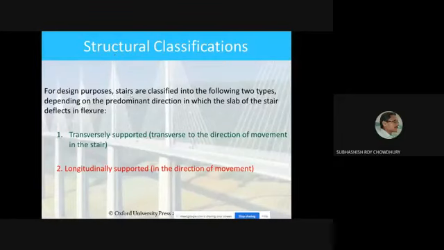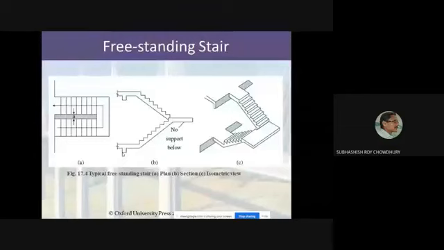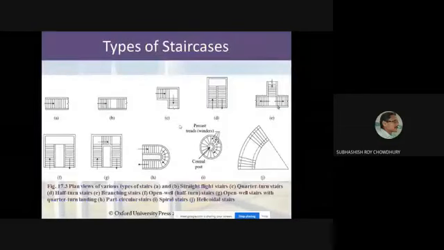Now for design purposes, the stairs are classified into two types. What are the types? One is the transversely supported stair, another is the longitudinally supported stair. Transversely supported means it is transverse to the direction of the movement of the stair. Generally, which diagram will I use? For example, let us consider this one.